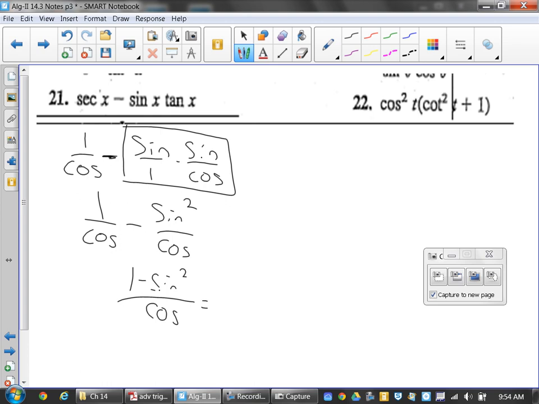What's 1 minus sine squared? Cosine squared. And it will be over cosine. Cosine squared over cosine becomes? Cosine. There you are.